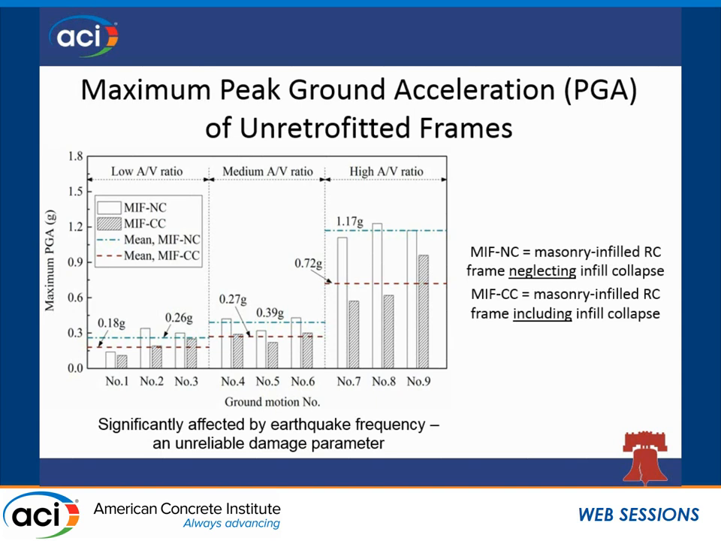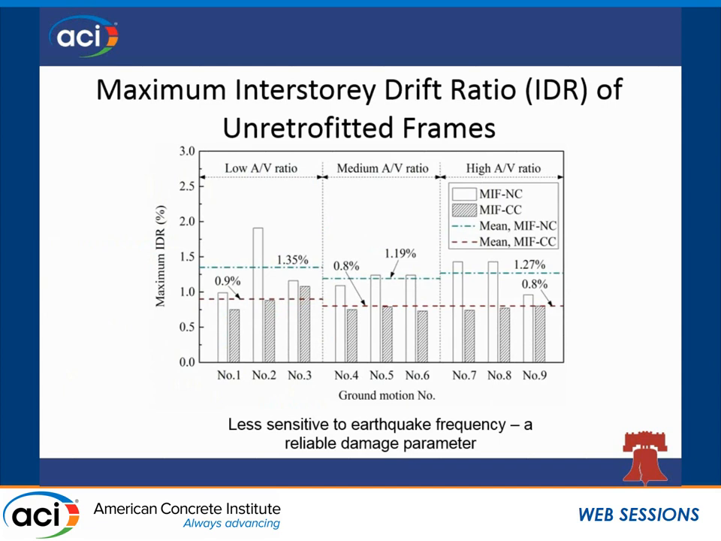Now we can see that the PGA capacity for the walls that are not collapsing are greater all throughout compared to the walls that are going to collapse. We have here the mean for the walls that are not collapsing and the walls that are collapsing. So we find that between the low, the medium and the high ratios, there is a noticeable difference in the average peak ground accelerations. So we say that this is not that reliable of a damage parameter given that variation. Again, this is just for the plain RC frame with masonry infills. We haven't touched the FRP yet. Now, if we plot, rather than the peak ground acceleration, the interstory drift ratio capacity versus the ground motions, we find there's much less scatter now between the averages of the frames that are collapsing and not.